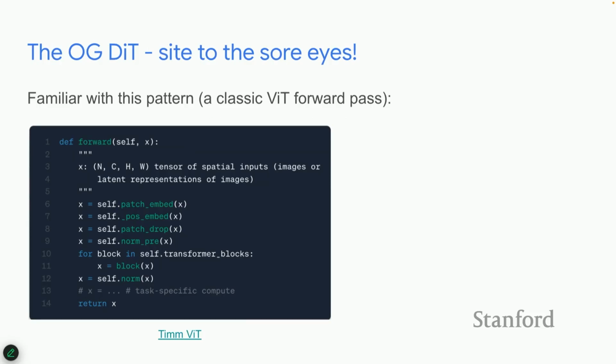And also, this is sight for sore eyes already. I mean, this is not uncommon. We all know that this is the standard forward pass in a vision transformer network. They should feel very familiar at this point in time.